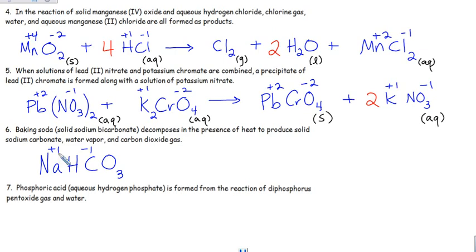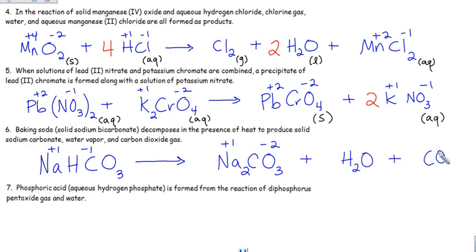It decomposes in the presence of heat to produce. So decompose just means it breaks apart. We're going to make some solid sodium carbonate. Now carbonate is just CO3 -2, plus 1 on my sodium. So I do need 2. Check that polyatomic chart whenever it ends in ATE. Water vapor and carbon dioxide gas.